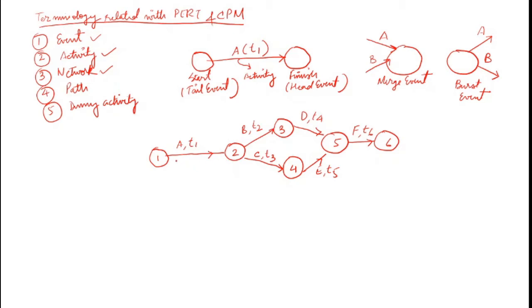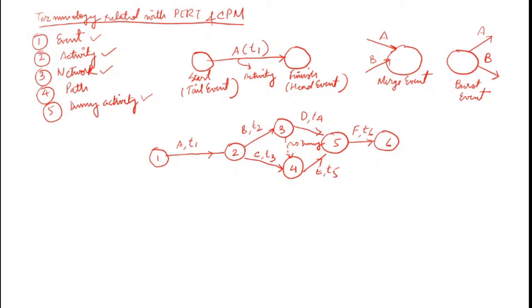So this is a network. It has a series of activities arranged in a logical order. There is one more thing which is dummy activity. We will be discussing it later also. As there is the word logical, 3 and 4 can be connected to make the logic complete. So this is called a dummy activity. This is dummy.